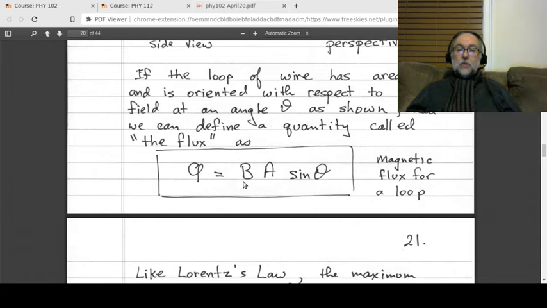It's basically equal again to the strength of the field, the area, and the sine of the angle that the loop makes with the magnetic field. Now at this point there's nothing about any kind of induced current. If the B field doesn't change and A doesn't change and theta doesn't change, there's a flux there, but there's going to be no current inside the wire.